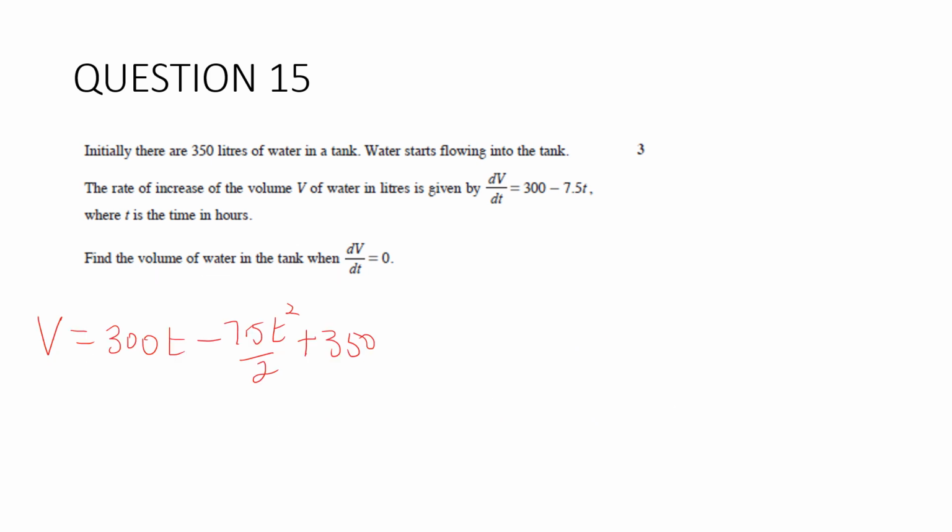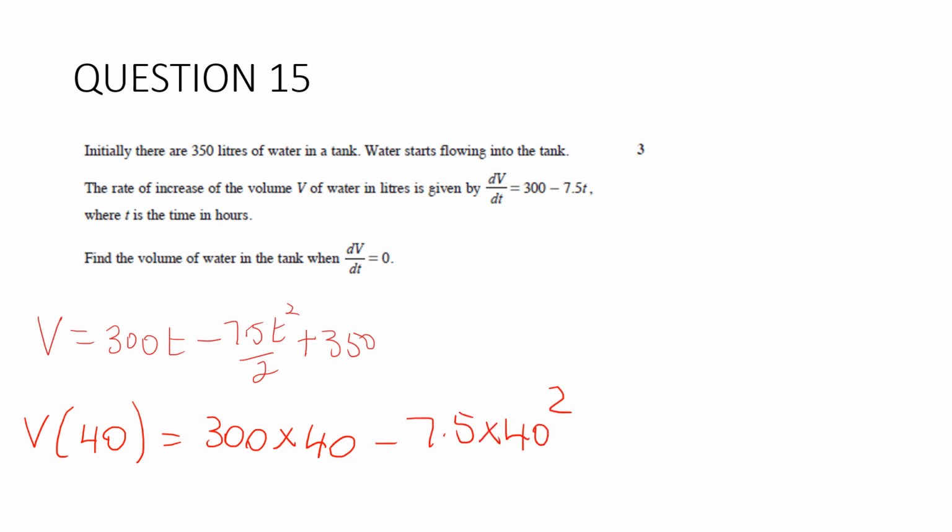All that remains to do is to substitute in t is equal to 40. So that's 300 times 40, take away 7.5 times 40 squared on 2, plus 350. And in the calculator, 300 times 40 minus 7.5 times 40 squared divided by 2 plus 350, 6,350 litres.